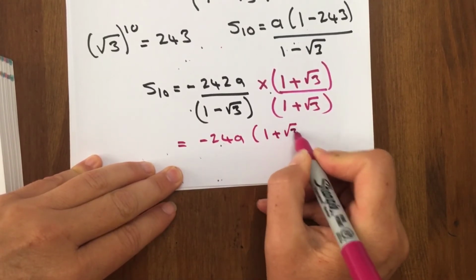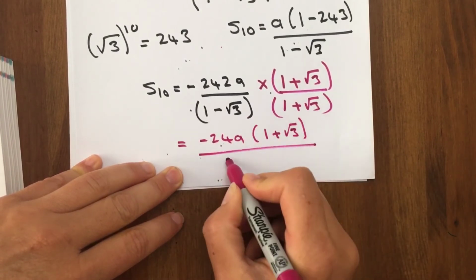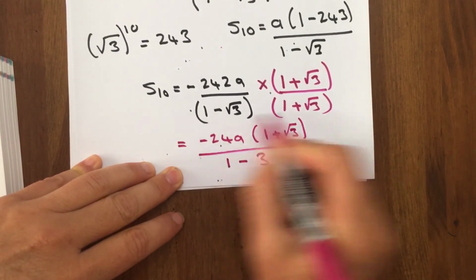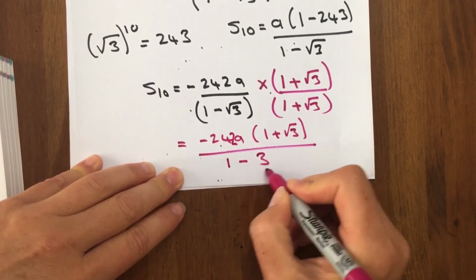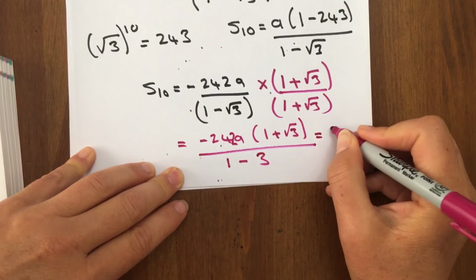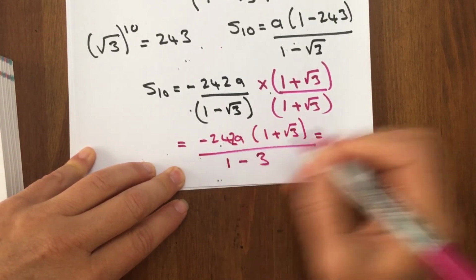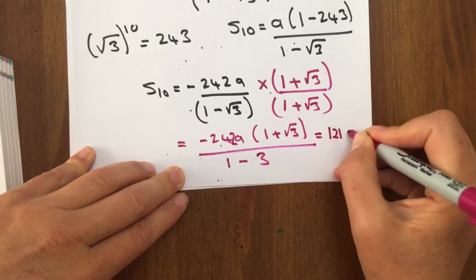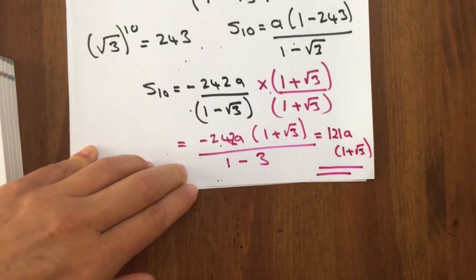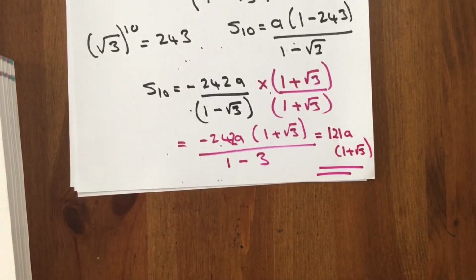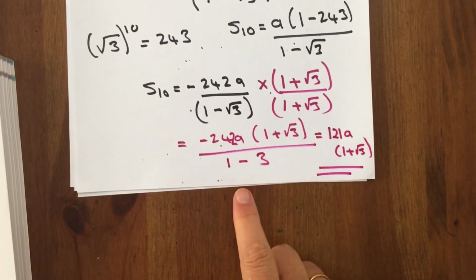So I can see I've got my 1 plus root 3, which is in the answer I want. And this will be just 1 minus 3 if I multiply that out, i.e. minus 2. So I've got minus 2 on the bottom, therefore I divide 242 by minus 2, I will get 121a times 1 plus root 3, which is what I want. The key here is knowing to rationalise the denominator.